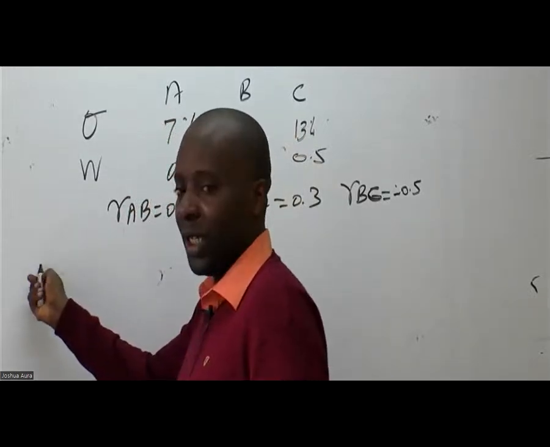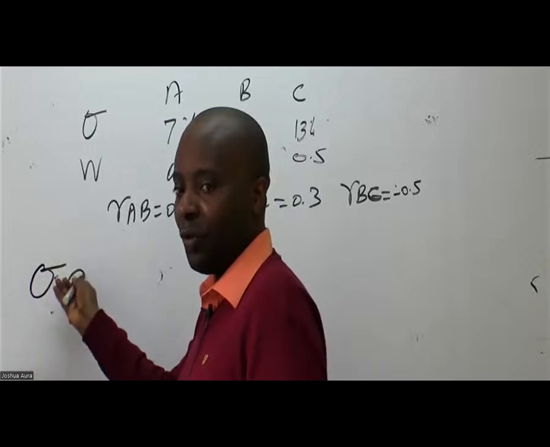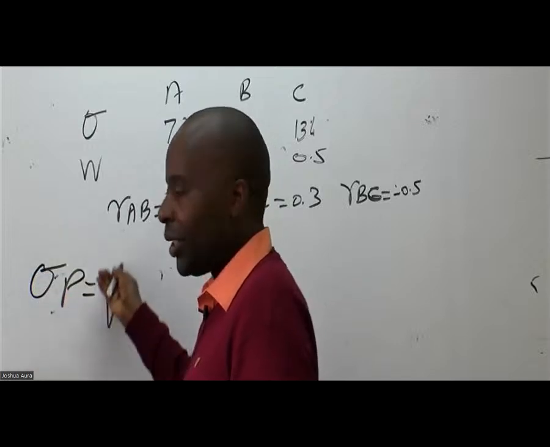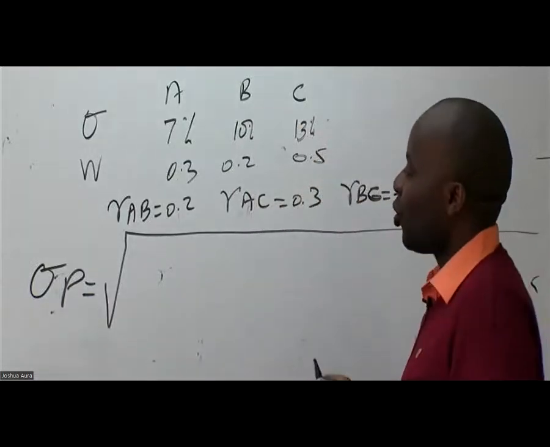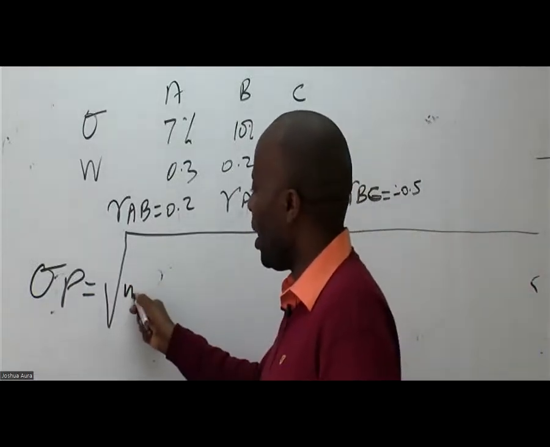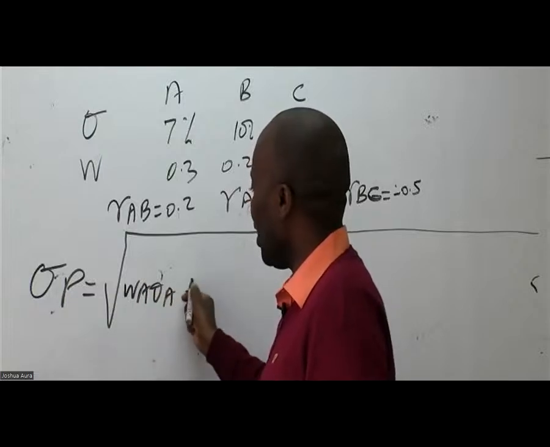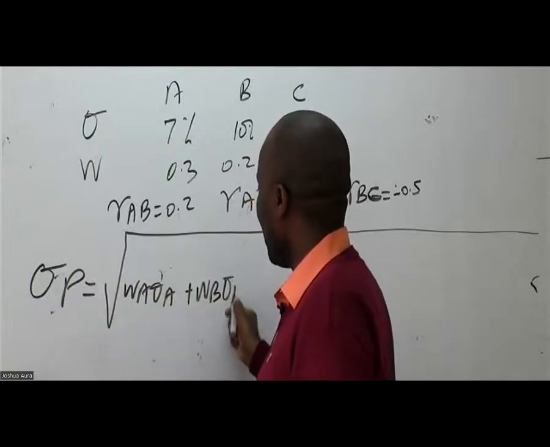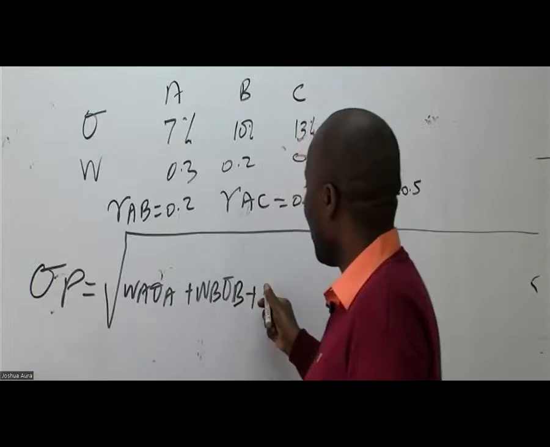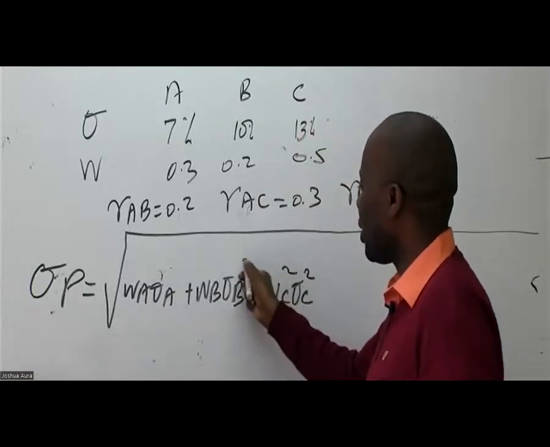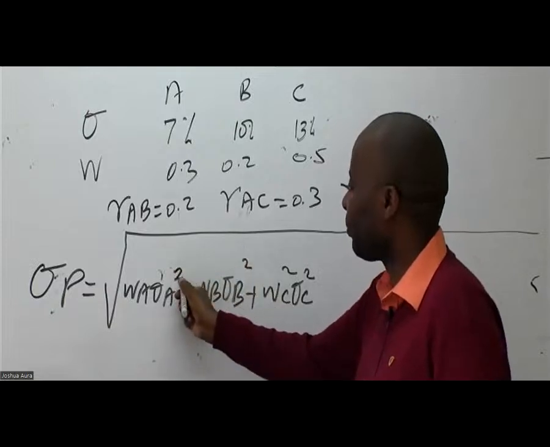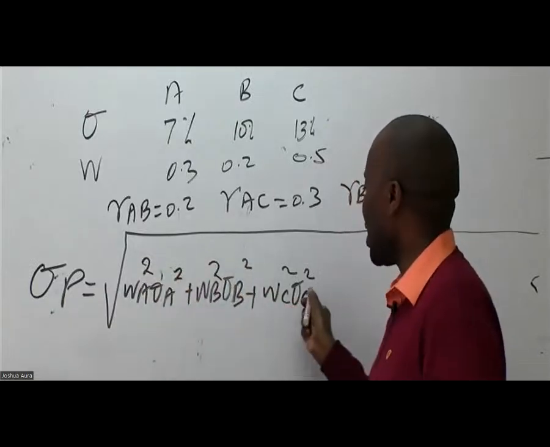For three securities, the standard deviation of the portfolio will be the square root of: weight of A times standard deviation of A, weight of B times standard deviation of B, plus weight of C times standard deviation of C. These ones must always be squared.